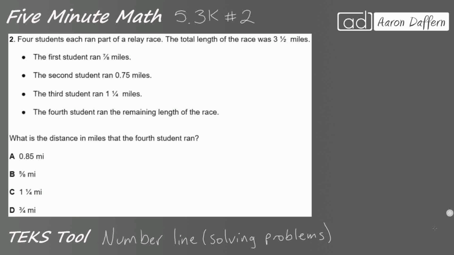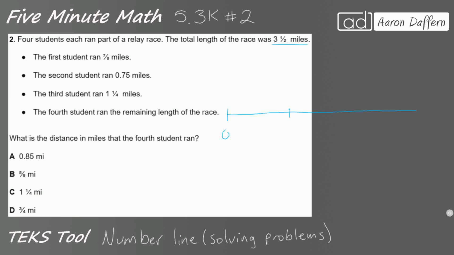So we have 4 students running part of a relay race. They have a total that's 3.5 miles, and we know 3 parts, and then we've got an unknown fourth student remaining that part. So we could make this a part whole, but we're going to have to change between fractions and decimals. So in situations like that, I tend to find a number line is usually going to be easiest.